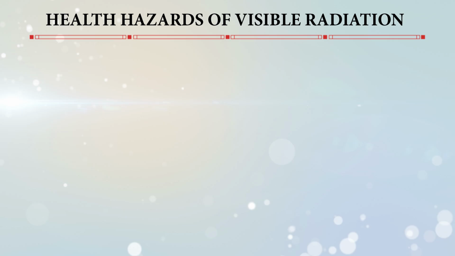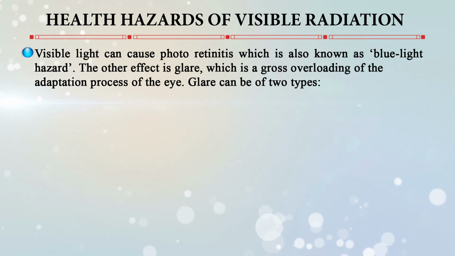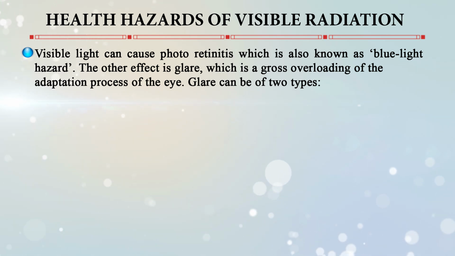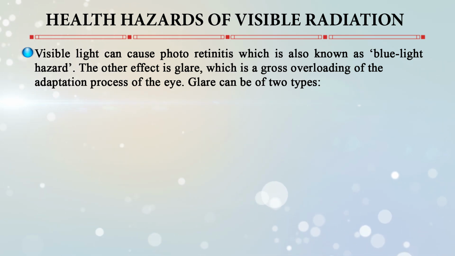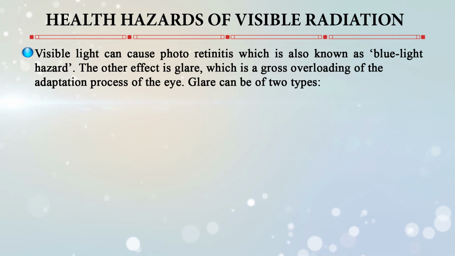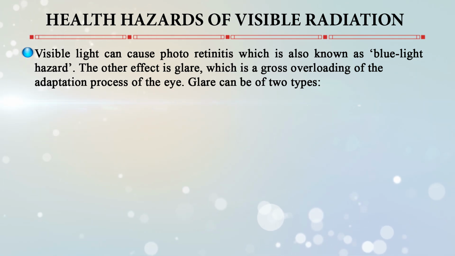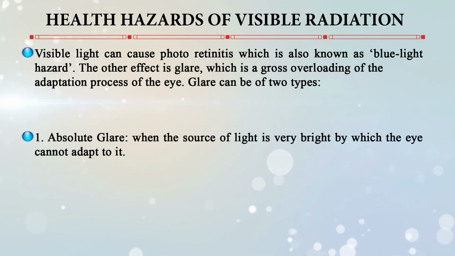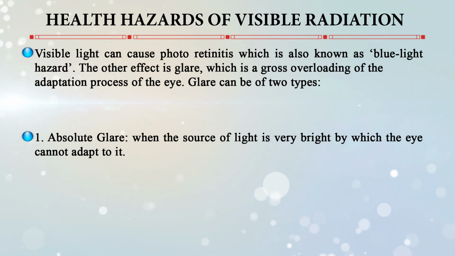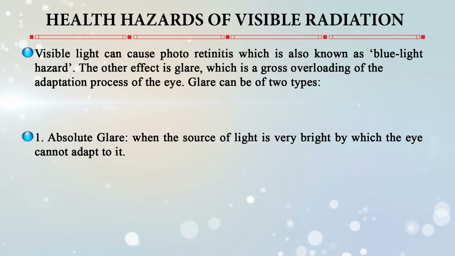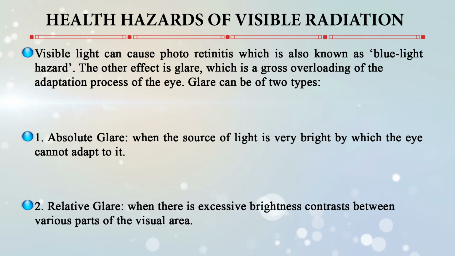If you consider the health hazards of visible radiation, they can also cause photoretinitis, also known as blue light hazard, and also glare, sometimes. That is a gross overloading of the adaptation process of the eye. Glare is of two types. One is absolute glare, when the source of light is very bright, which our eye cannot adapt to immediately. The other one is relative glare, that means there is excessive brightness contrast between the various parts of the visual area.